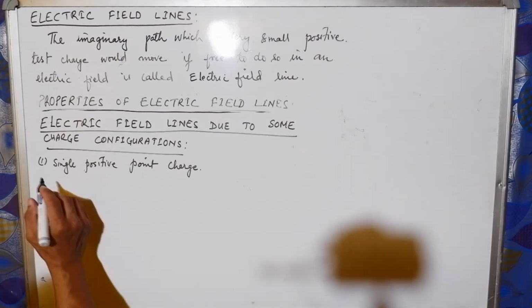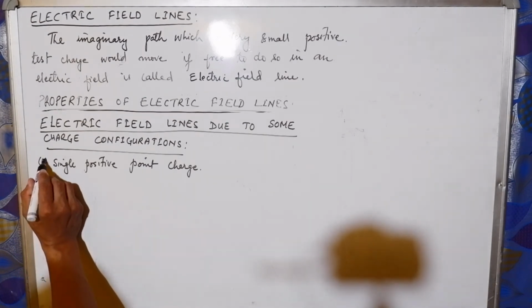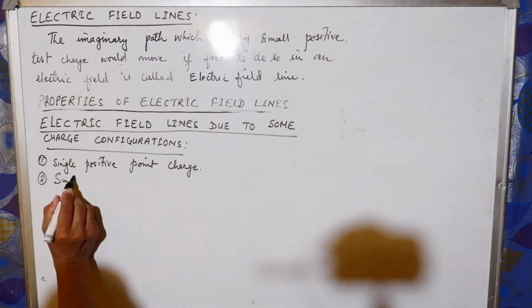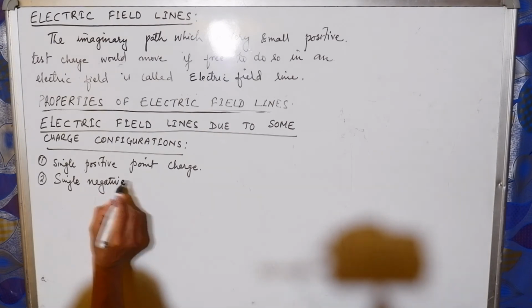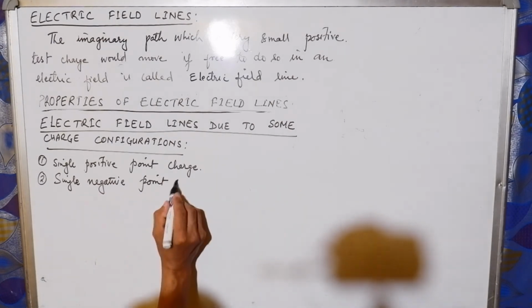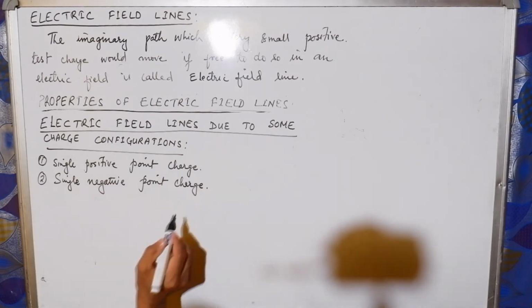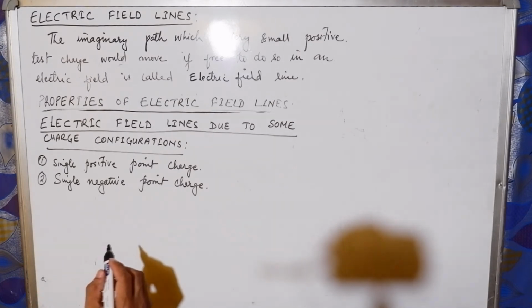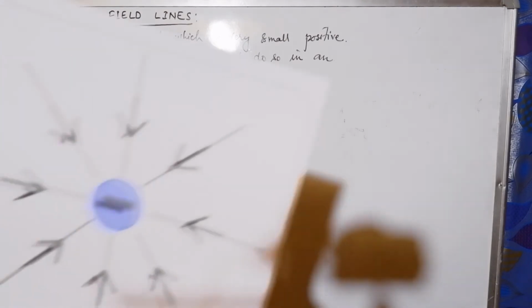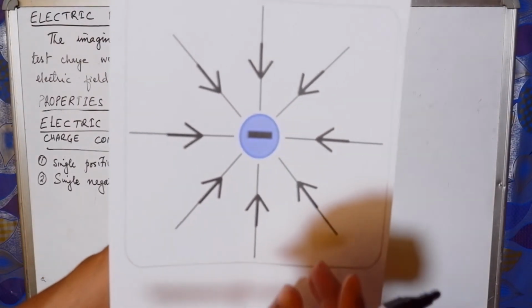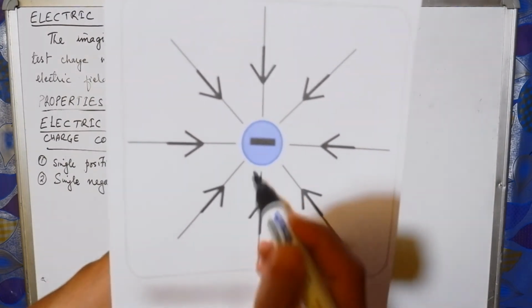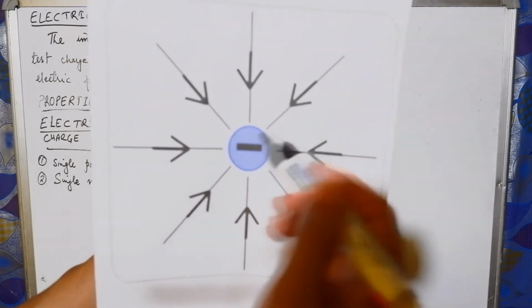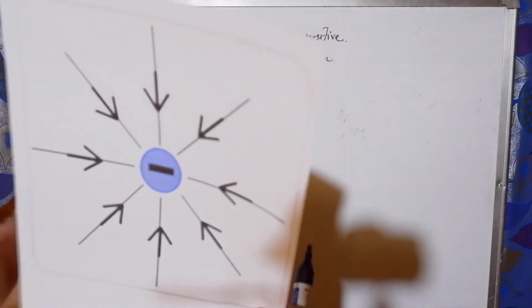Now let us see number 2, single negative point charge. In that case, we will have the electric field lines like it is in this diagram. All the electric field lines will be incident normally on the surface of the charge. They will come and be incident normally on the surface of the charge.